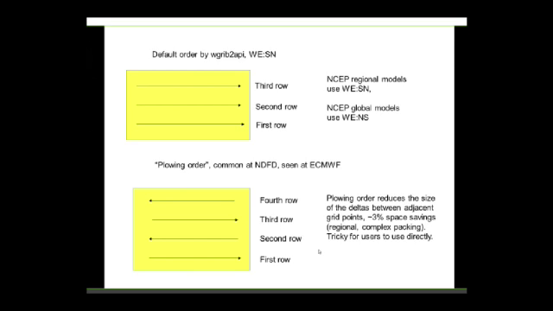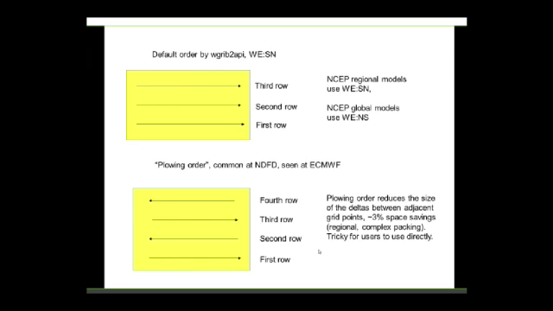Yes, but GrADS expects it from south to north. Yes, I know, but in our models we have either north to south or south to north. But wgrib2 really wants to go from south to north. It really should be from south to north. It's illogical not to. Okay. There's another order which is common in NDFD.